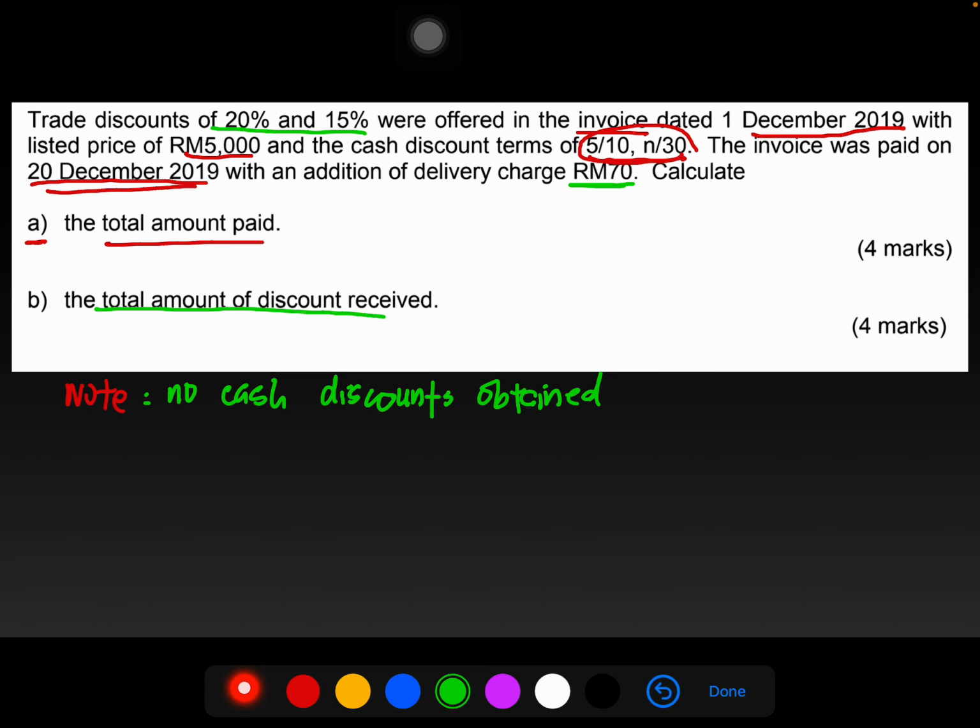All right. Right, so we write down the information that we have. So we can see that we have R1 is 0.2 and then R2 is 0.15. Okay, list price is 5,000 ringgit, and then delivery charge is 70 ringgit. Okay, so that's all the information. Cash discount is not obtained, right?